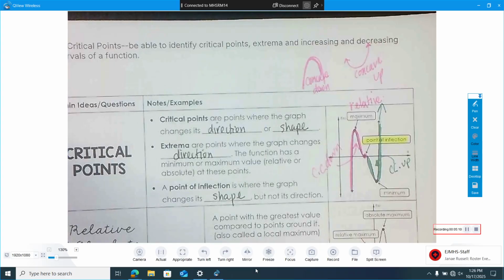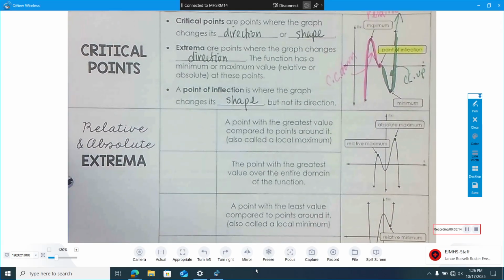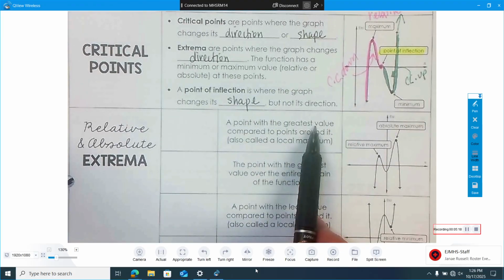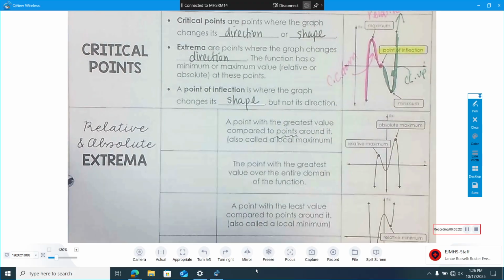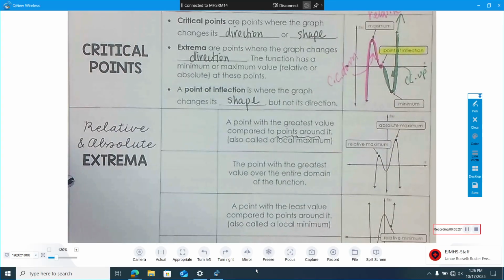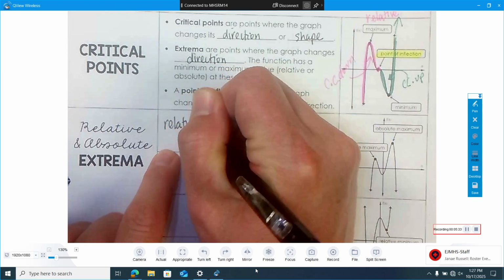So let's talk a little bit more about relative versus absolute extrema. A point with the greatest value compared to the points around it, the very nearby points, not all the points, just the ones close by, is called a relative maximum.